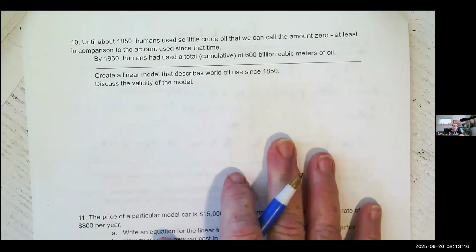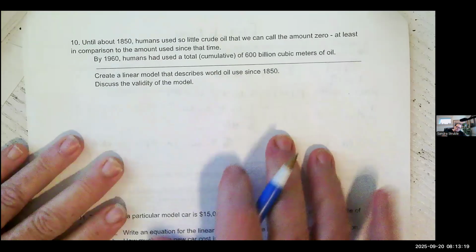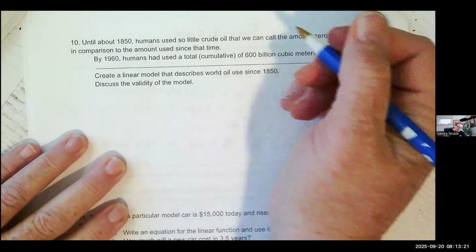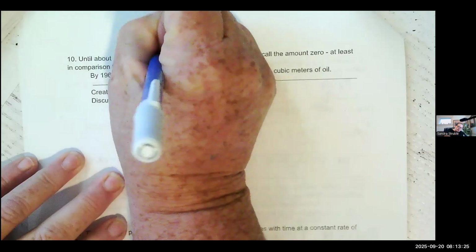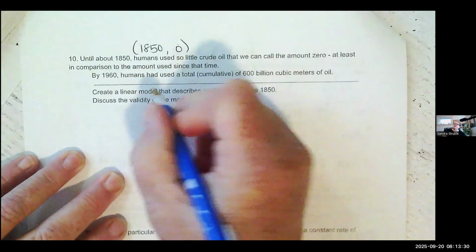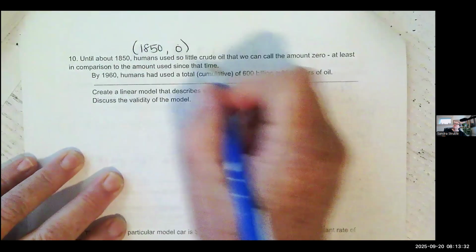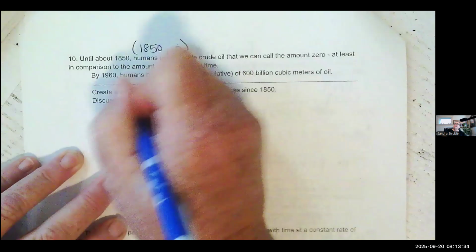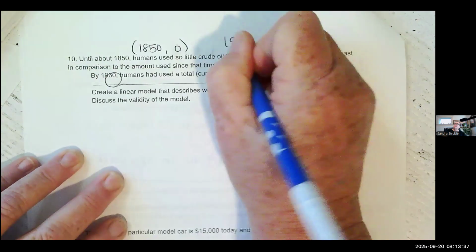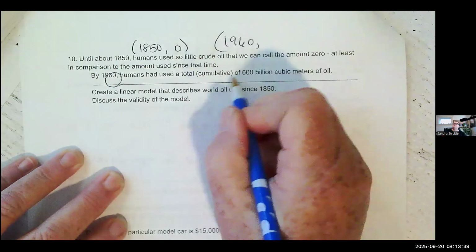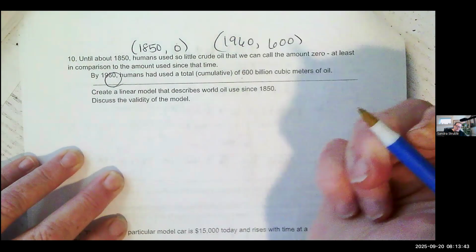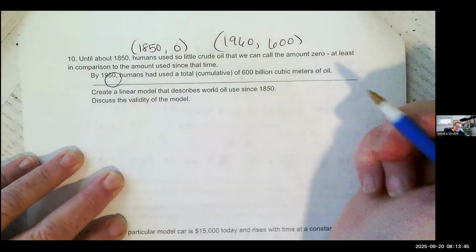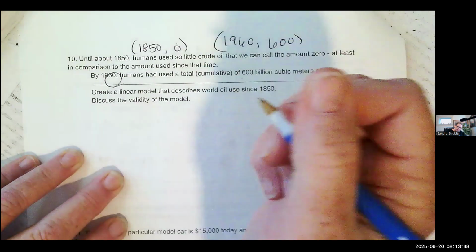So we're making a linear model here. We have to, anyways. First of all, I see in 1850, time is always your x variable, your x value. If it's time, time is your x, and it has zero for the amount used. 1960, there was 600 billion. So I'm going to put 600. That's all I'm going to use. Cubic meters of oil. So I'm going to write this out to create a linear model.